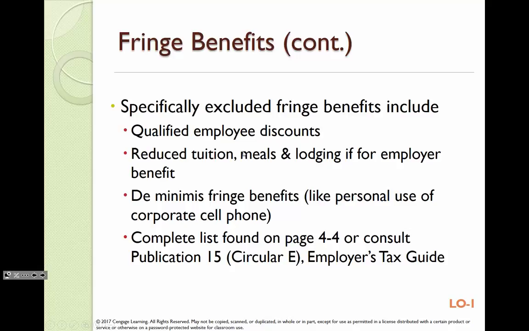If I have a tuition plan or I give you meals and lodging for my benefit, that's not taxable to you. De minimis, this third bullet, de minimis fringe. De minimis means super small, like it's so small it's not worth tracking. Like I give you a corporate cell phone, and that means you don't have to have your own cell phone or smartphone plan, but I don't make you track that, right? So that's de minimis.